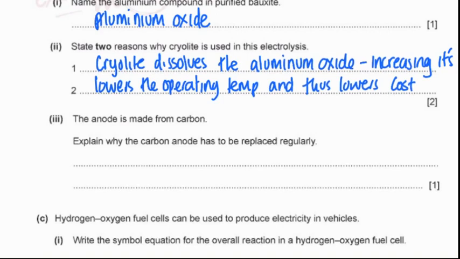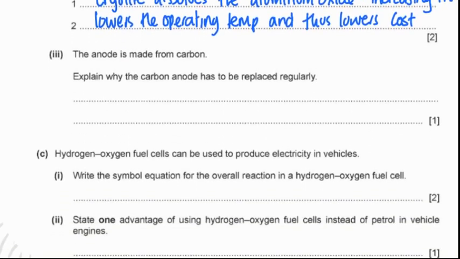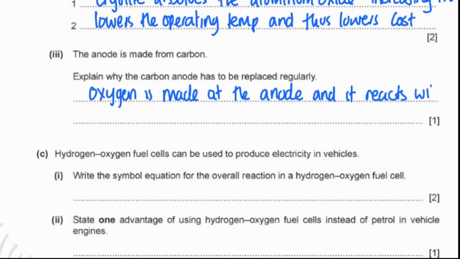Okay, the anode is made from carbon. Explain why the carbon anode has to be replaced regularly. Well, of course, when we're making oxygen at the anode, then the oxygen is made at the anode. And of course, when we make oxygen at the anode, it's going to react with the carbon to make carbon dioxide.